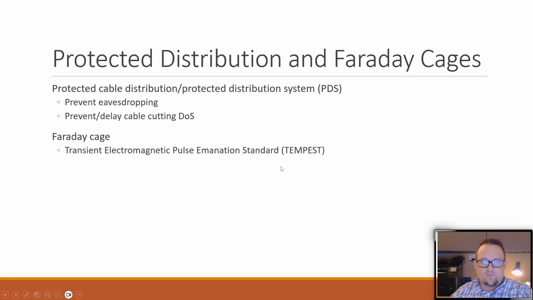Same with cable distribution. If your cable's just running there, you could probably get into the cable and actually tap into the cable signal. But how do we prevent eavesdropping? Well, we protect the cables and put them through a protected distribution system. Most of these distribution systems are like lead-lined pipes or a pipe system that you just cannot eavesdrop into. Okay.